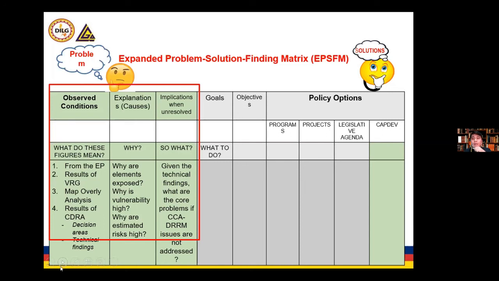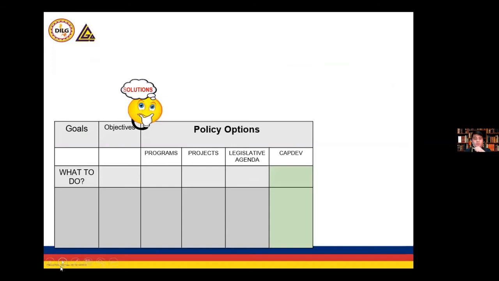As well as we are going to categorize yung mga policy options, but we're not going to do this because there's a separate workshop for identifying interventions. So, we will simply identify the positive and negative implications and then provide the policy options needed to address the identified gaps. So yun lang naman po ang pinagkaiba ng expanded problem solution finding matrix, negative and positive implications. Okay?